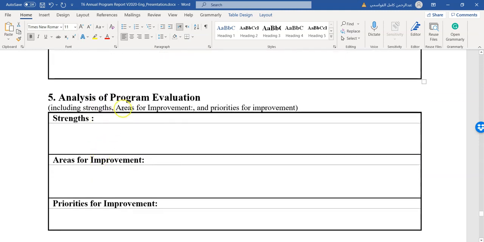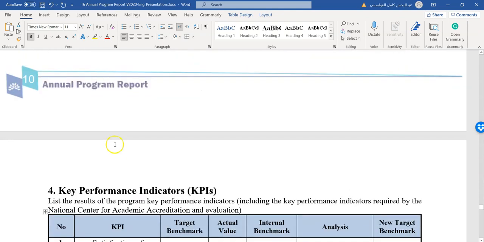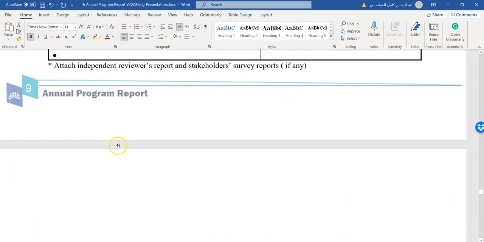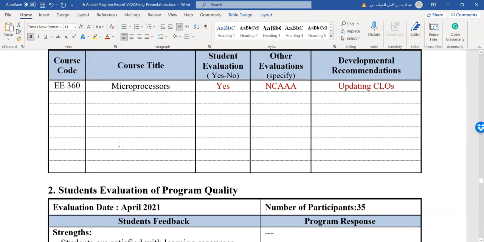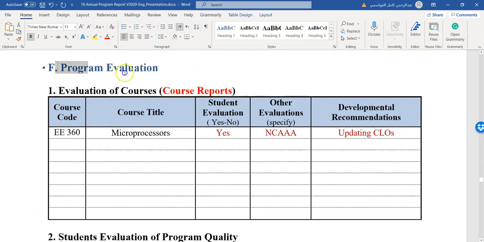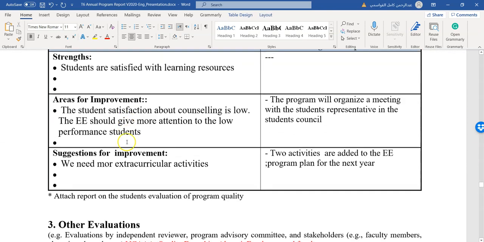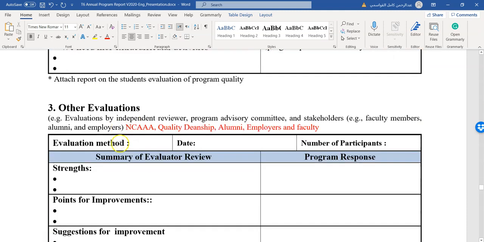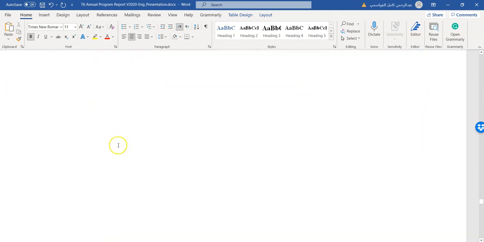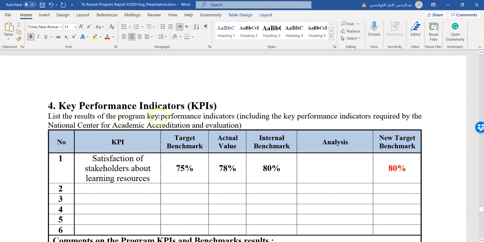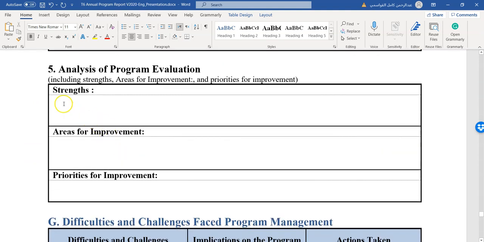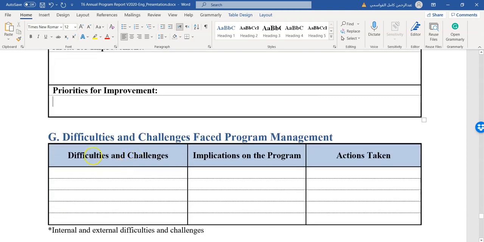Now the analysis of program evaluation. This is about all four of these, and this one, three, two from this program evaluation, based on courses, students' evaluation, other evaluation, and KPIs. For all of them we have to write the strengths, areas of improvement, and priorities based on results. After that we have to write the difficulties and challenges faced by the program management.